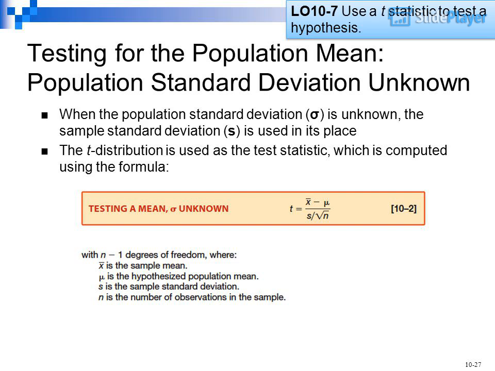Testing for the population mean, population standard deviation unknown. LO10-7 Use a t-statistic to test a hypothesis. When the population standard deviation, sigma, is unknown, the sample standard deviation, s, is used in its place. The t-distribution is used as the test statistic, which is computed using the formula.